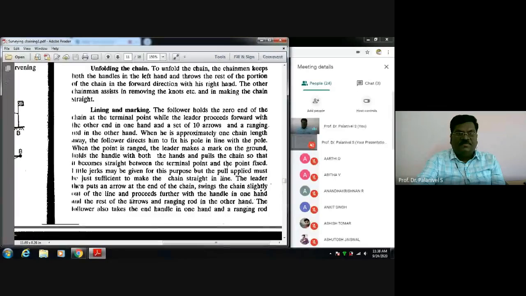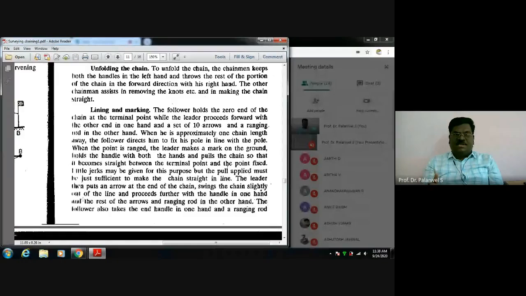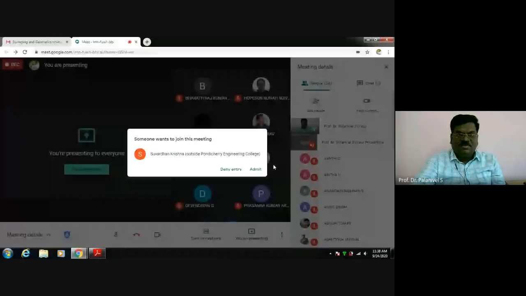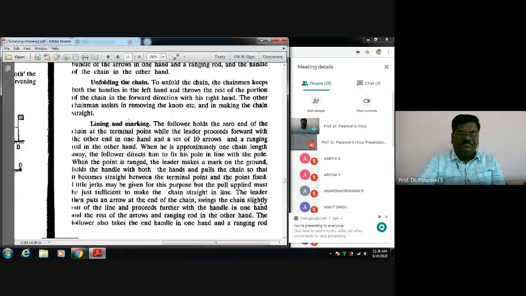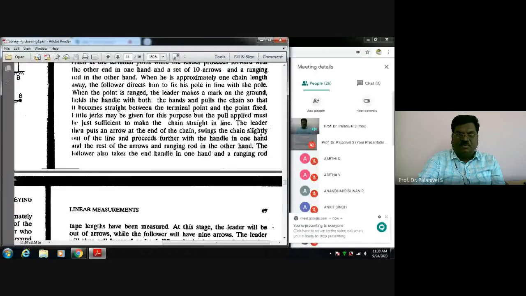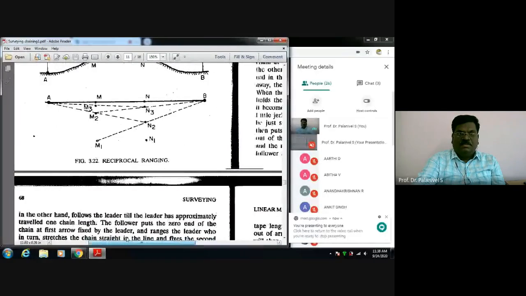Just read it and you will understand. He has to straighten the chain, swing it, and apply some jerks to make it straight. This is how it should be unfolded. How to fold it, unfold the chain, line it and mark it, that procedure is described here, and it is easy in English, so you will understand. Whatever points I remember, I am telling in a simple way. Go through it later and you will understand; whatever I told you now will be there in that explanation.